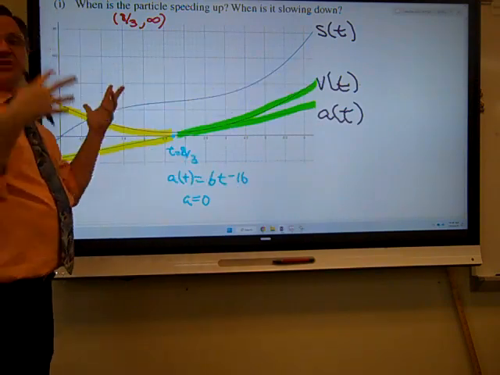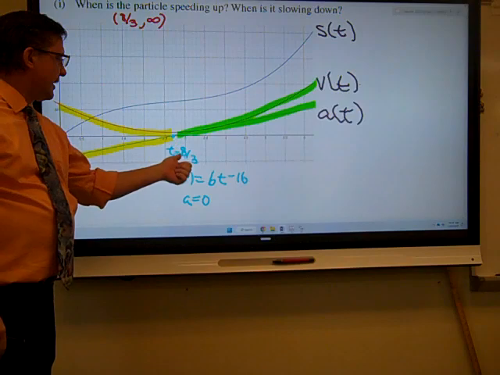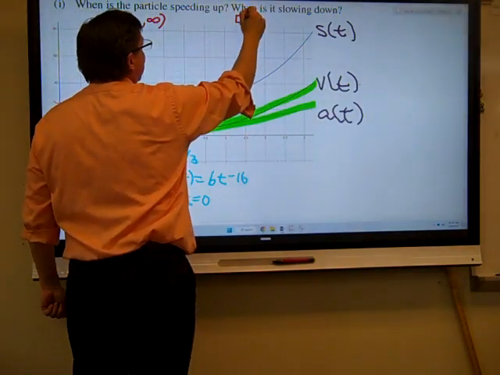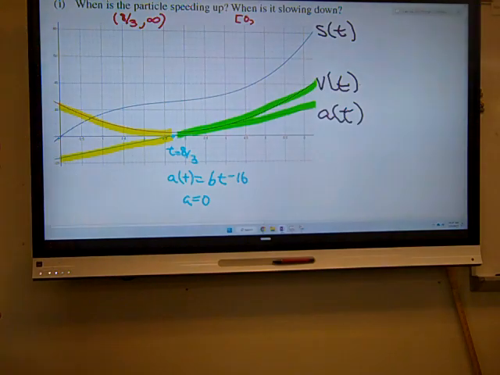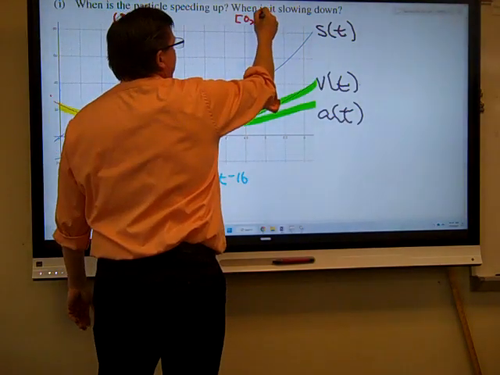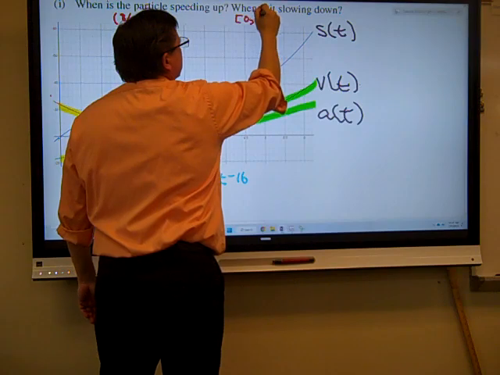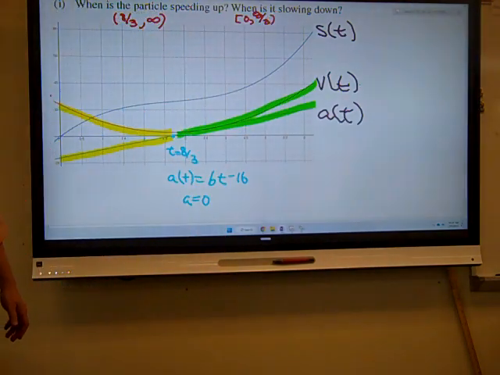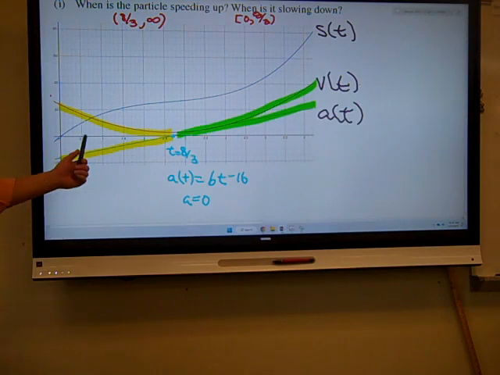When is it slowing down? If it's not speeding up, and it's not 0, it's slowing down. So it is slowing down at 0. So I put a bracket, because at 0, boom, right? It had negative acceleration, positive velocity. It is slowing down. To where? To 8/3, with an open bracket.